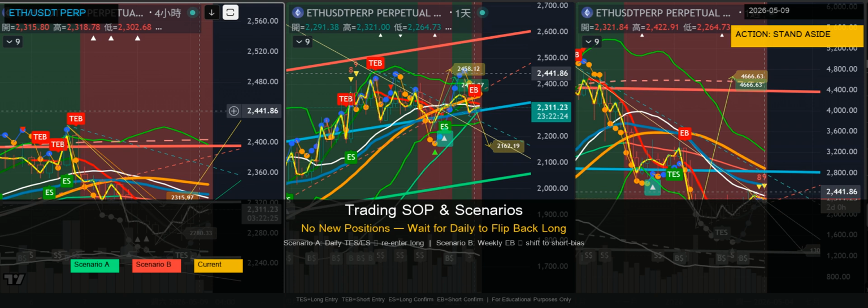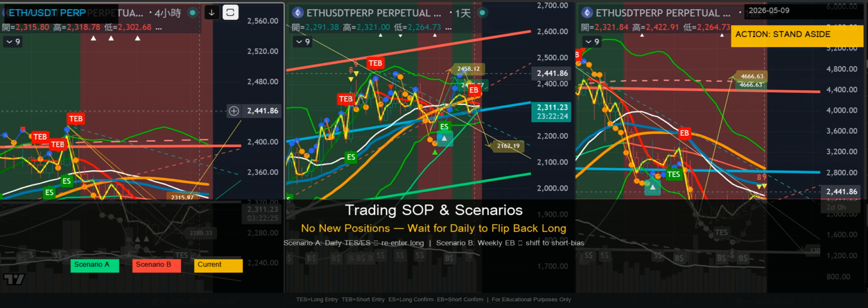If you are holding a long position, the 4-hour TES bounce can be used to manage your existing long, but reduce your expectations significantly. The daily EB is a warning. If the 4-hour prints an EB, exit the long immediately. If the daily prints a new TS or ES, the daily long structure is recovering, and you can reassess.